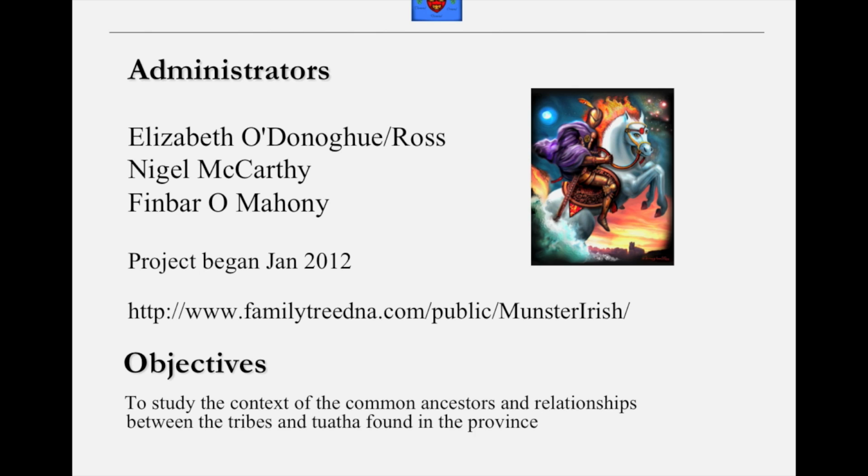Here is the website address for our project at Family Tree. Now, the information that you'll see on the slides is either on the project website already or will be shortly. So if I go through slides rather quickly, you don't have to worry about that.